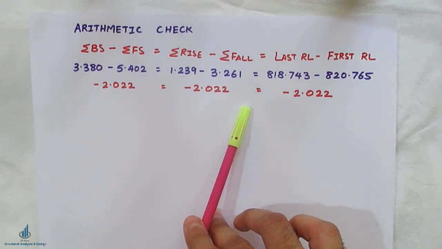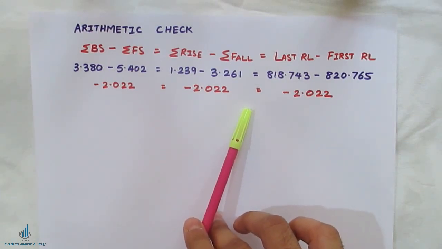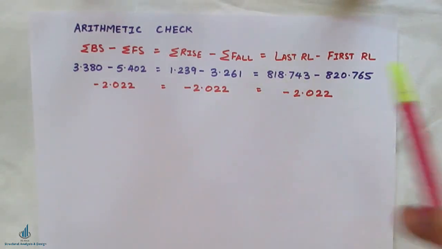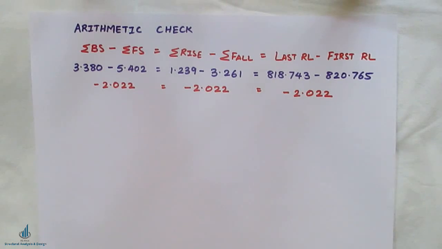So this was all about the rise and fall method to find out the reduced levels of the ground. I hope I have cleared all the doubts regarding this method. So you can just practice all the problems regarding the rise and fall method.